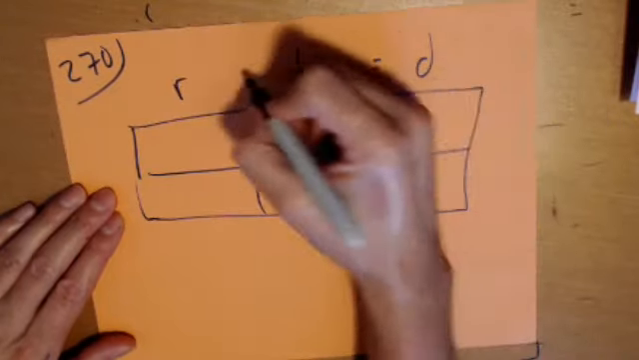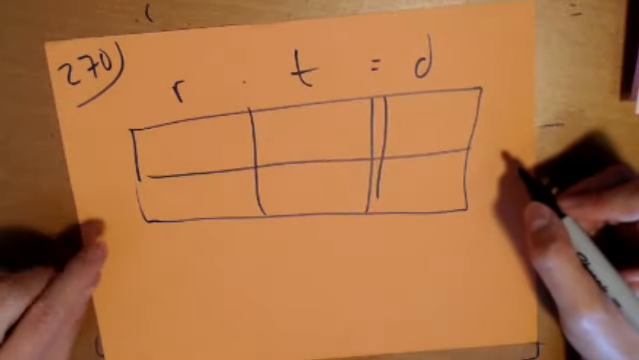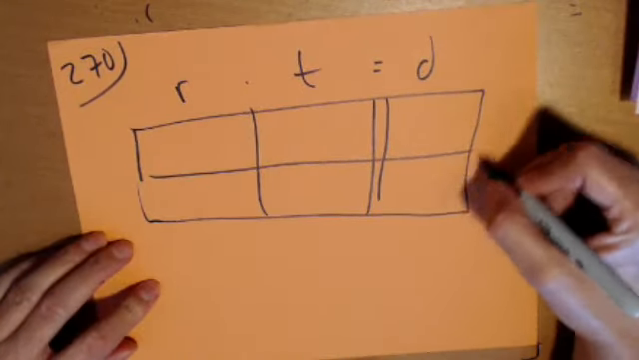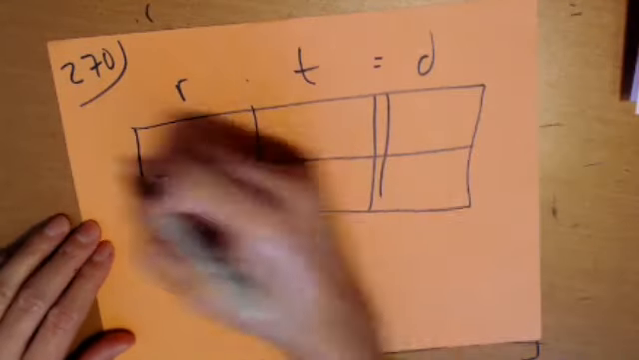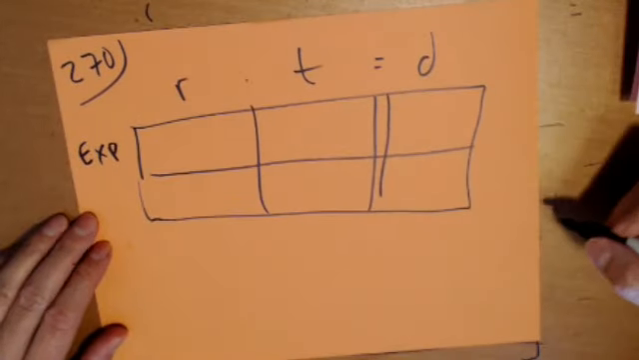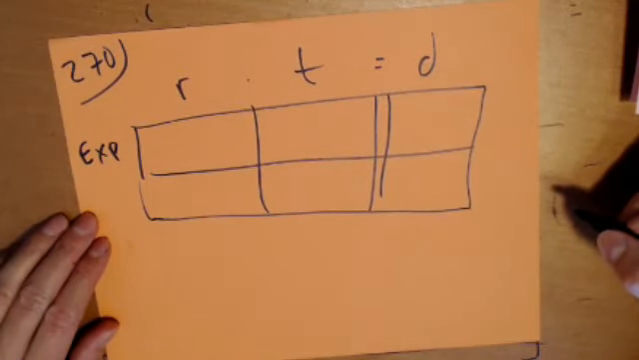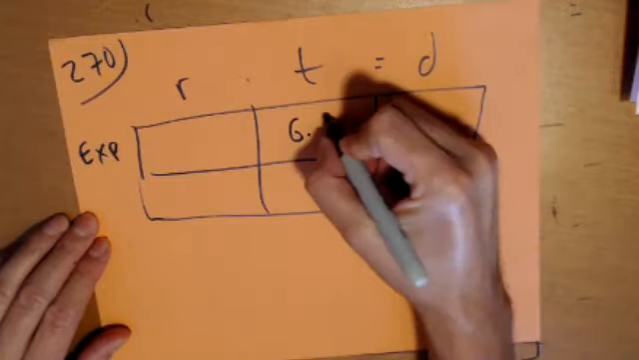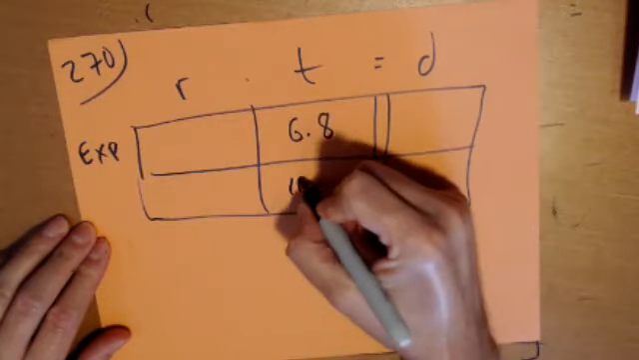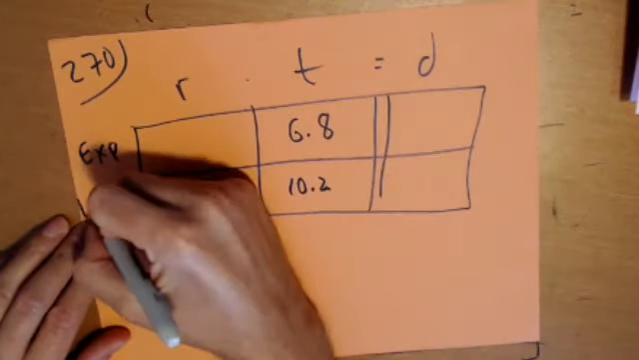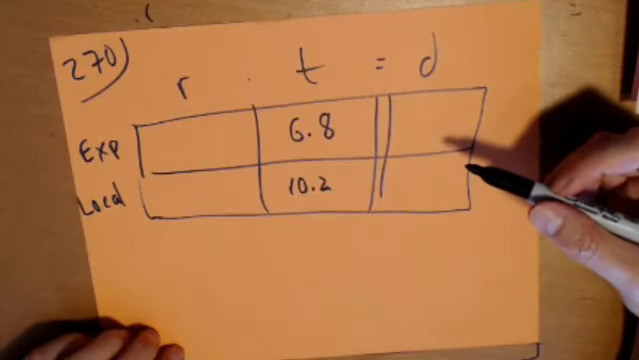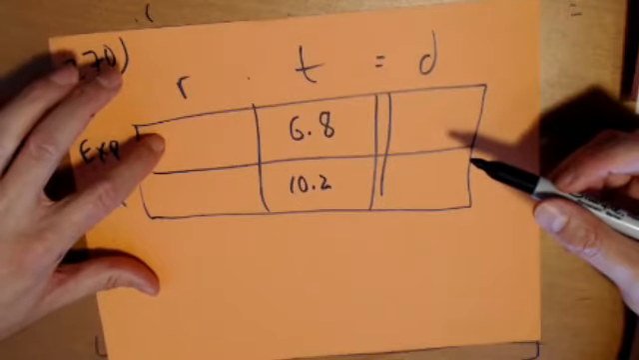I'll just set it up. Rate times time is distance. 2 buses go from Sacramento to San Diego. Okay, so it seems to me like the distances are going to be the same. Okay, the express bus makes the trip in 6.8 hours, and the local bus takes 10.2 hours. Time. Local. Okay, the speed of the express bus is 25 miles per hour faster.